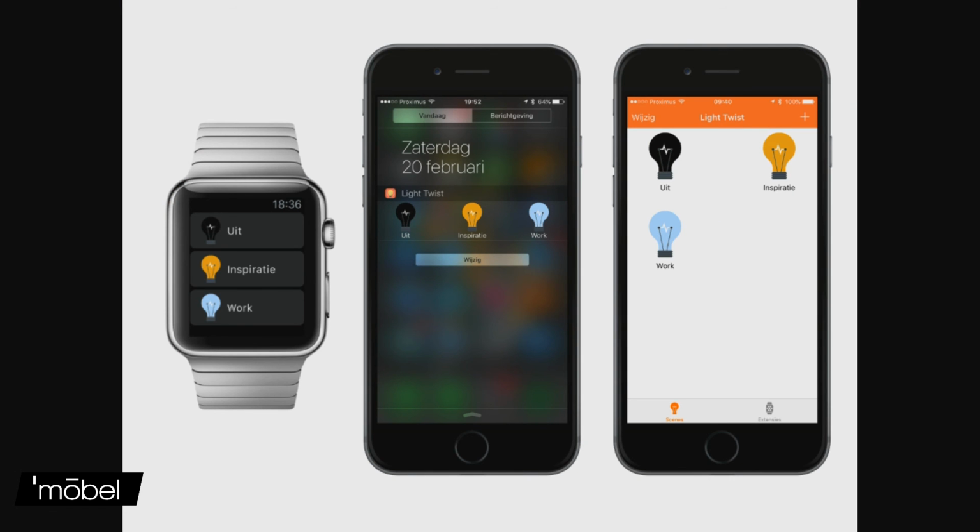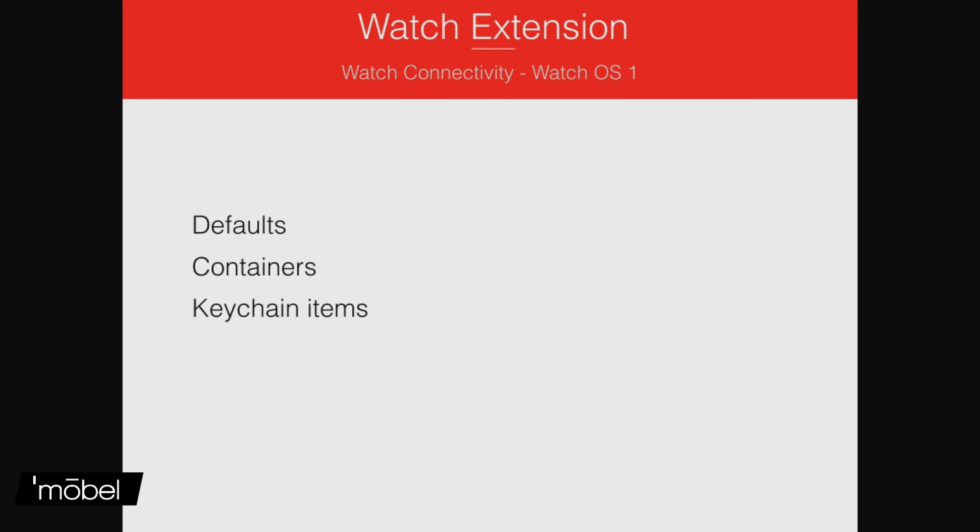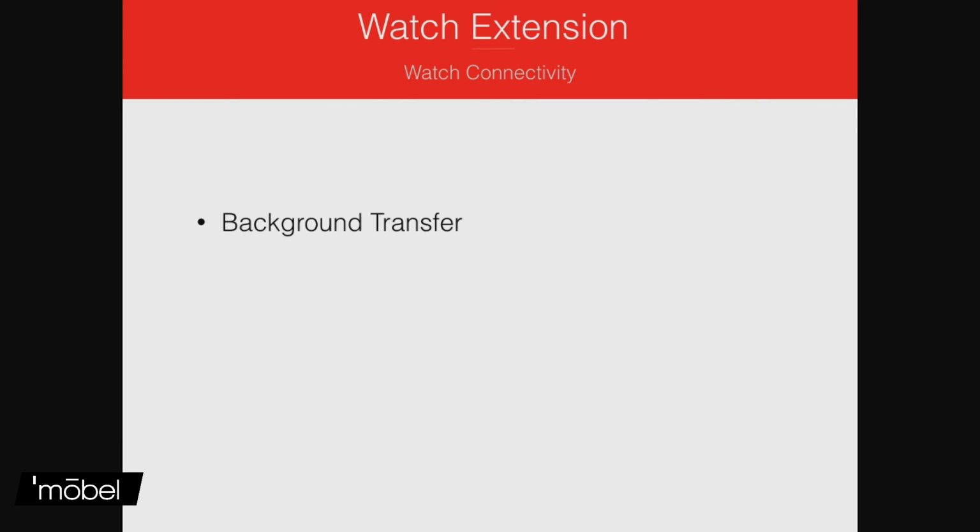Next up, sharing data. In watchOS 1, it was the same as a Today extension. User defaults, containers, and keychain items all worked. But in watchOS 2, the code wasn't running anymore on your iPhone, but on the Apple Watch. So Apple had to make something different, and they made the Watch Connectivity framework. It uses two methods to transfer data back and forth. The first one is background transfer, and the second one is interactive messaging.